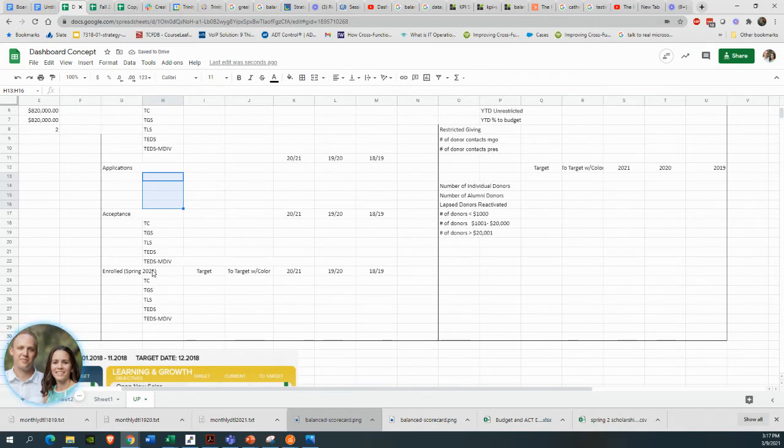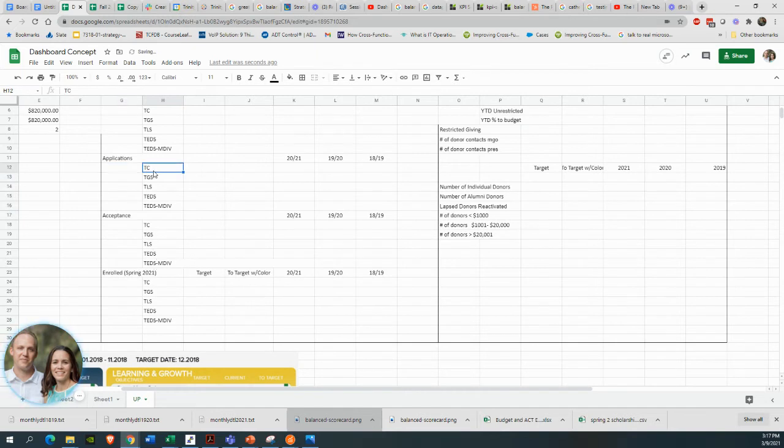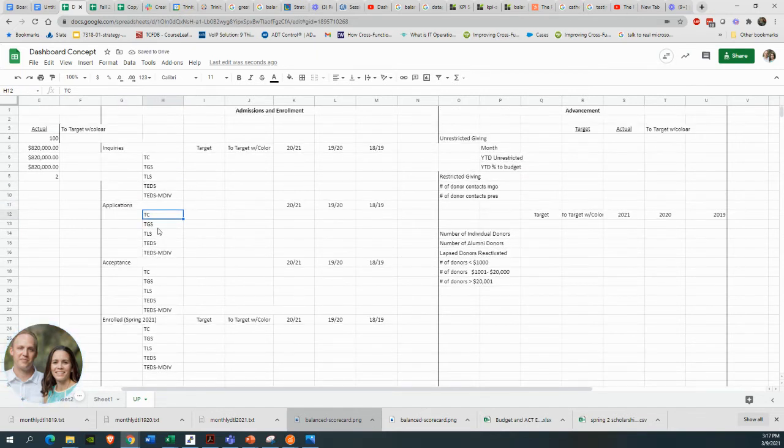We wouldn't break it out by category. These categories are schools, by the way. But the point is admissions, inquiries, applications, acceptance, enrolled. Whether you include the school breakouts is up to you, okay?